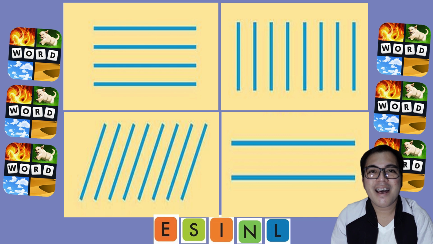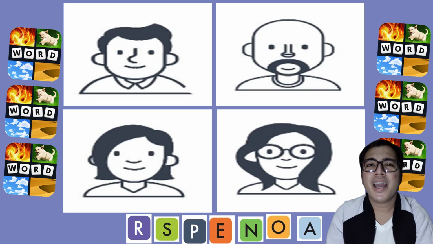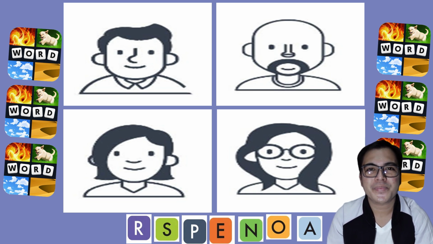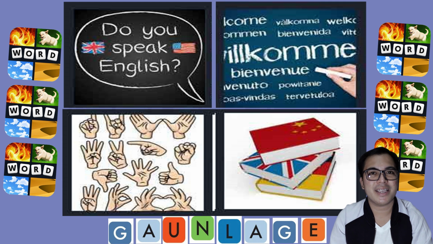That is right. The correct answer that we have is lines. Now, how about the second group of pictures? What do you think is the correct answer? Okay, very good. The correct answer is persona. Now, let us move on to the third group of pictures. What do you think is the correct answer? Okay, that is correct. We have the word language.